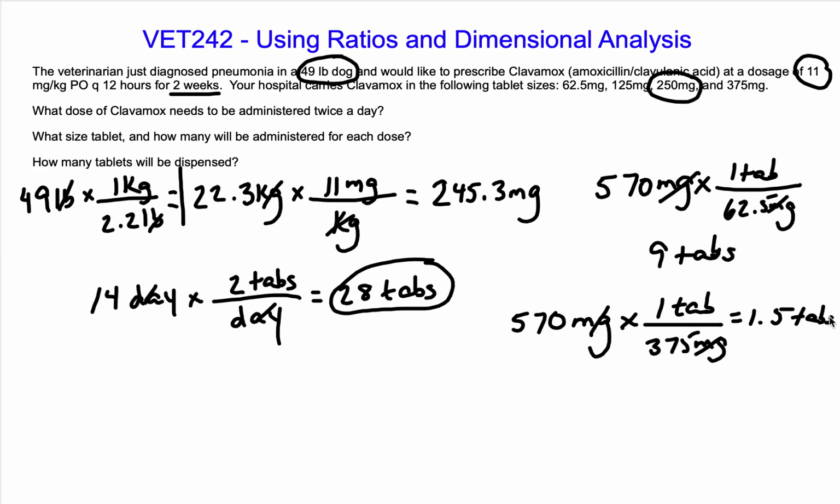And that's a much more reasonable thing that an owner can handle as opposed to giving 9 tabs. So that's how you figure out what the best size tab is if it doesn't work out to be as perfect as our particular problem. Okay, let me know if you have any questions.